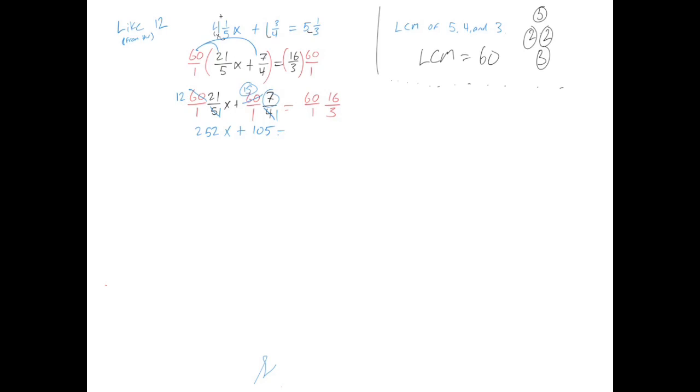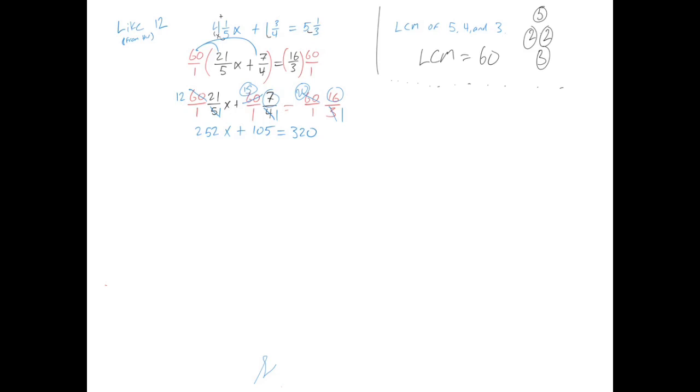And then on the right, I notice that 3 goes into 3 one time, and 3 goes into 60 20 times. So I just need to multiply the 20 and the 16, which comes to be 320. So again, now you can see that I have no more fractions. I have bigger numbers, but I don't mind bigger numbers, especially when they're not fractions.